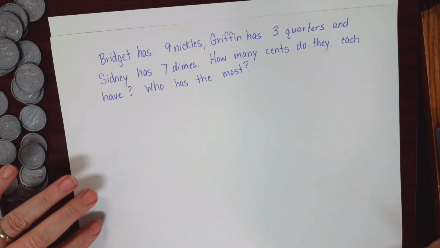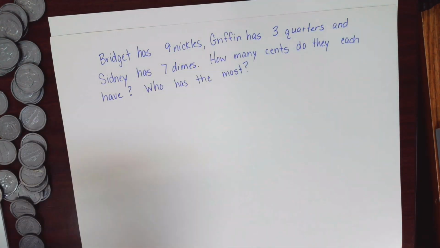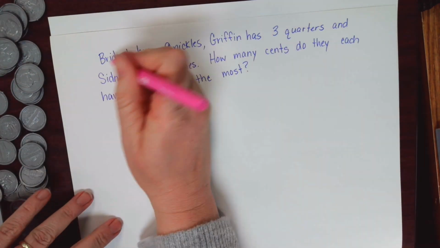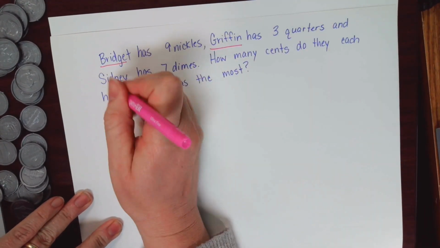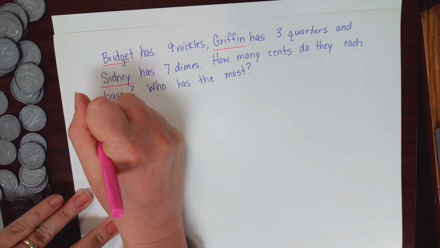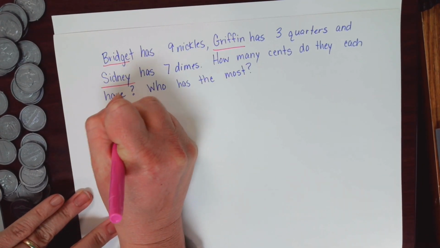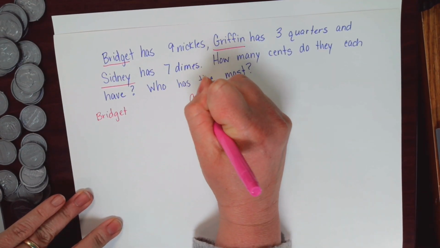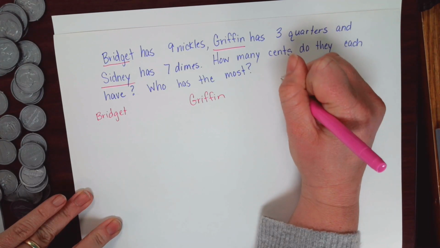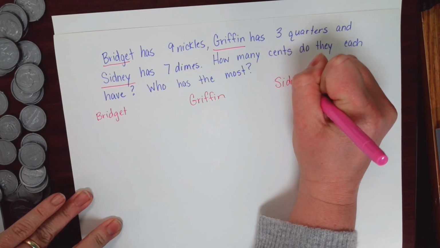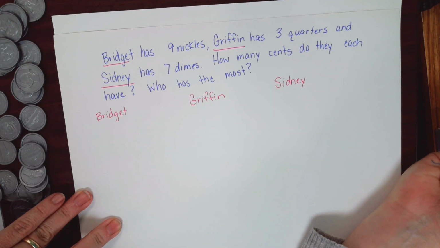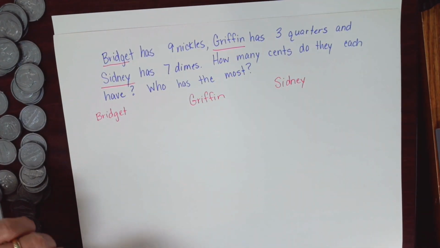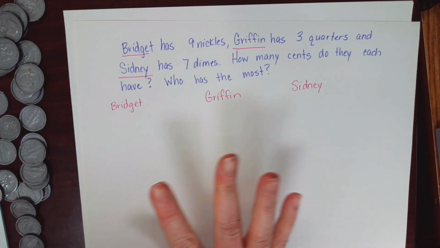So, if I was working this out, I would first say, well, common sense says that I have 3 people. So I have Bridget, I have Griffin, and I have Sydney. Right now I'm just organizing my thoughts. Alright, so how many cents does each one of them have? Well, if we're just starting, because this is lesson 1, we're going to count.